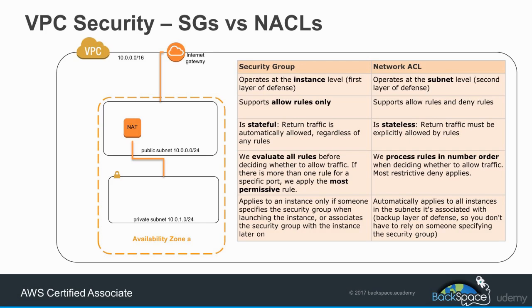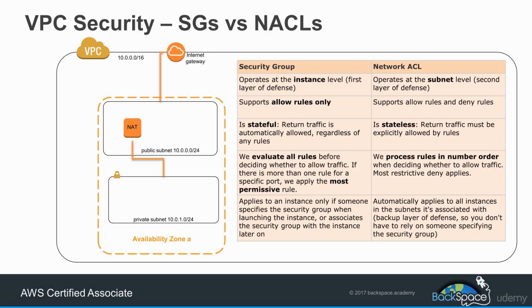A security group operates at the instance level. It's the first layer of defense for us, and it supports only allow rules. So by default it's basically a deny, and we need to put in allow rules to allow things to happen. It's stateful, which means that return traffic is automatically allowed, regardless of any rules. We evaluate all the rules before deciding whether to allow traffic.